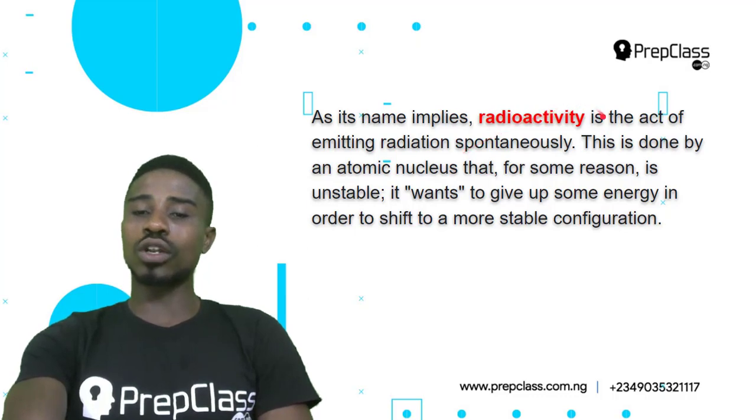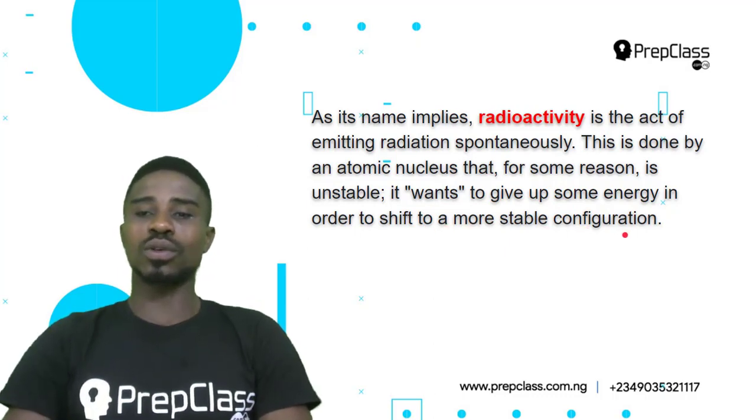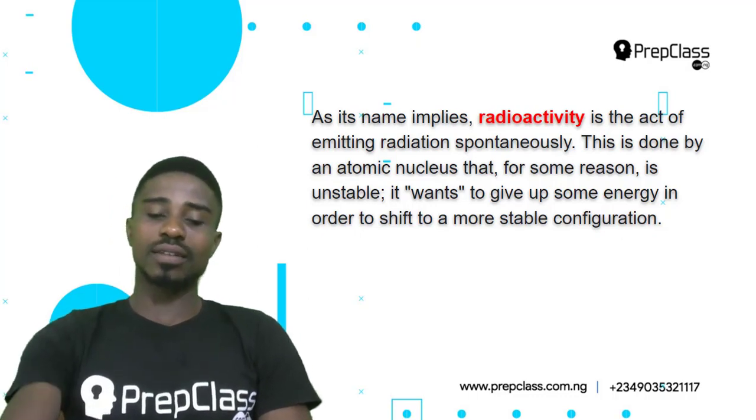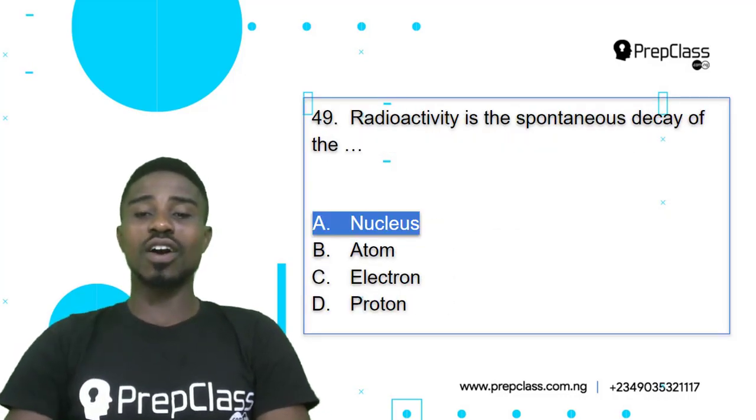So this is done by an atomic nucleus that, for some reason, is unstable. It wants to give up some energy in order to shift to a more stable configuration. So that's radioactivity, and it's done by an atomic nucleus. Alright, for question 49, option A, nucleus, is our correct answer. Alright, let's look at the next question.